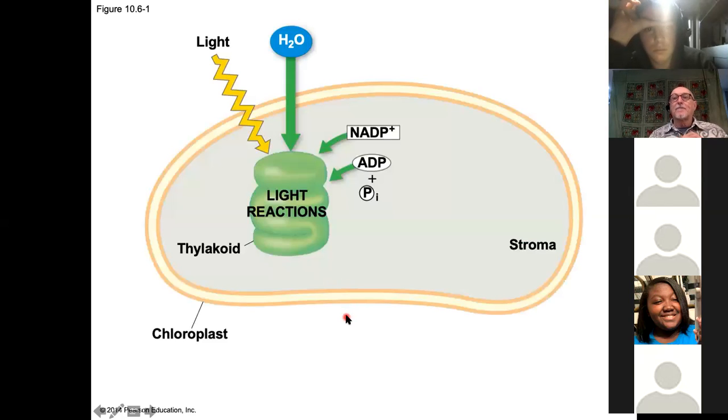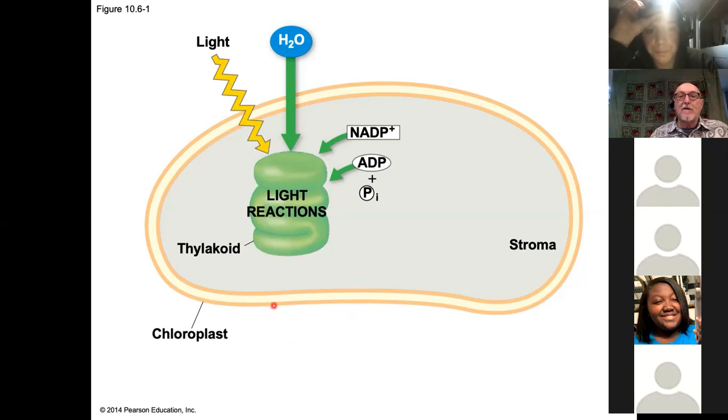Okay, so the process of photosynthesis is divided into two sets of reactions. The first set of reactions are absolutely dependent on light. They will only work in the light. The second set of reactions do not need light.